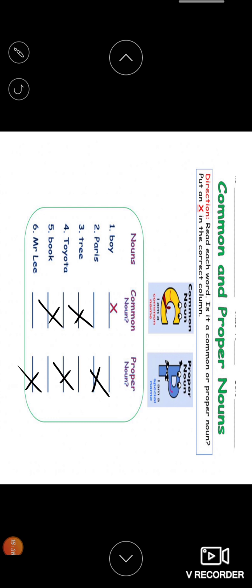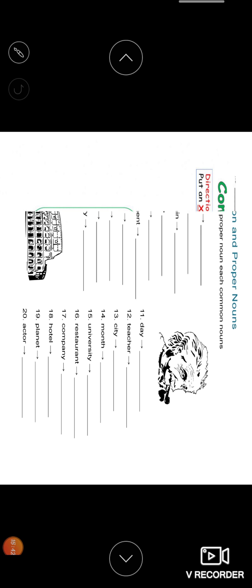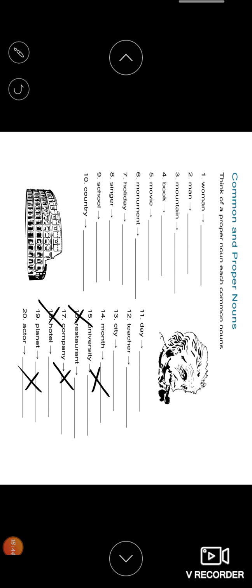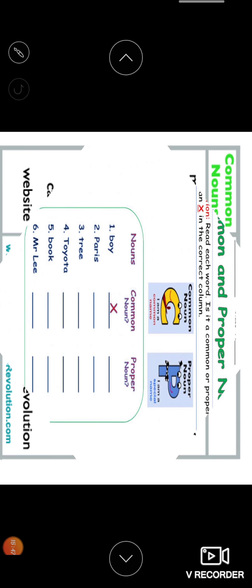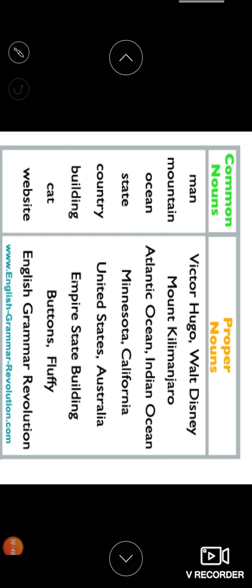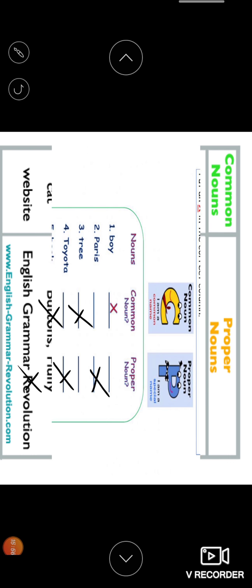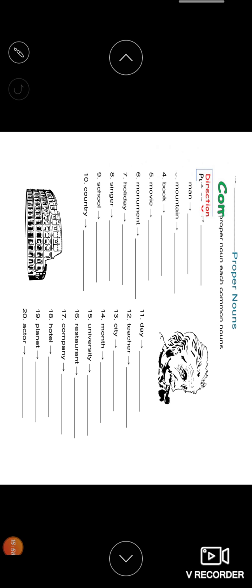So this is how you have to do this in your homework book. This is one activity; I have given 3 activities. You have to do them. The next one, just have a look. As we did here, the man's name was given, the mountain's name is given, the ocean's names are given. In the same way, children, you have to do it here also. They have given the woman, and try to write, for each common noun, 2 proper nouns.